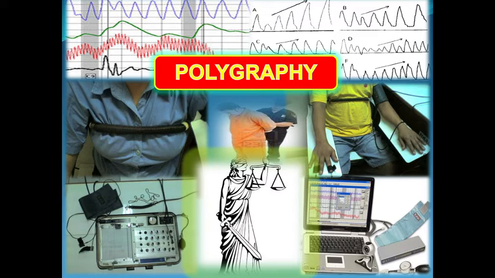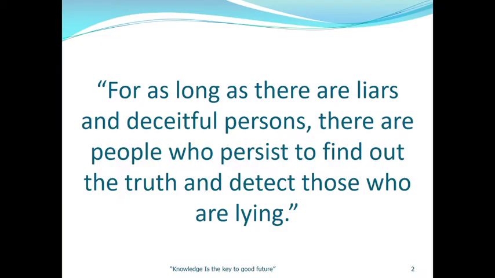Polygraphy. When we say polygraphy, this is the scientific study of detecting deception, or detecting who are lying, through the use or through the aid of a polygraph instrument, which is the polygraph machine. So I have a quote here stating that for as long as there are liars and deceitful persons, there are people who persist to find out the truth and detect those who are lying.